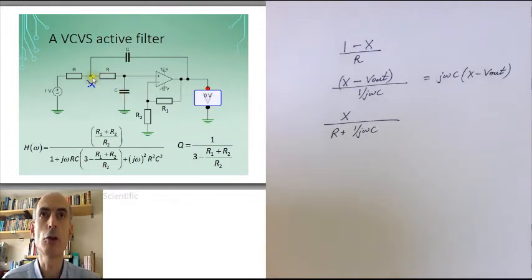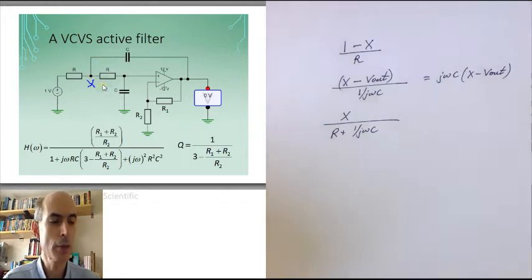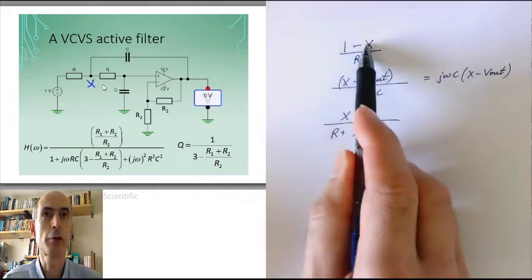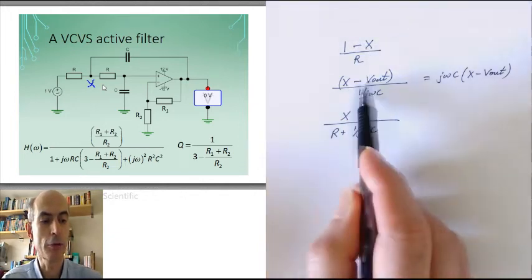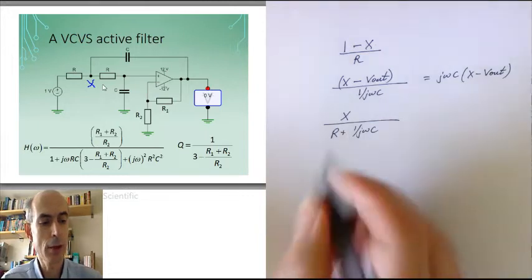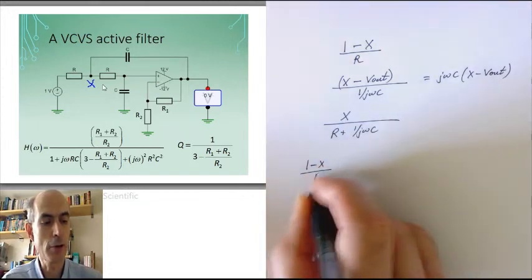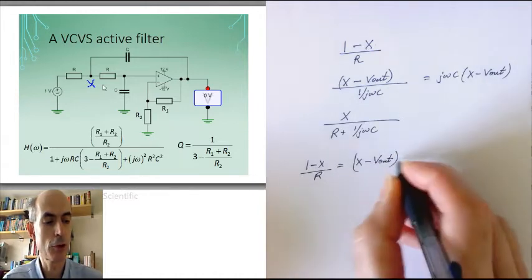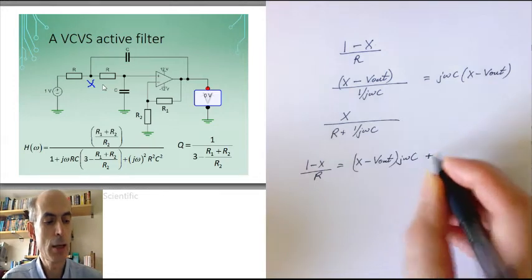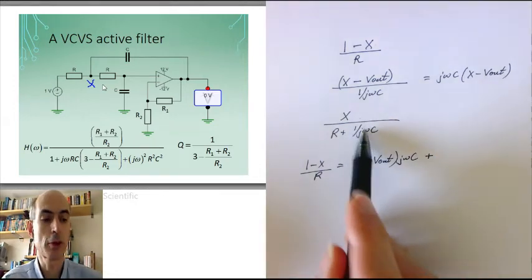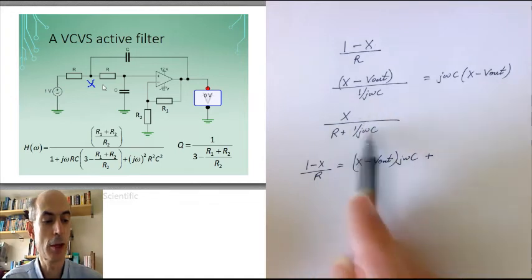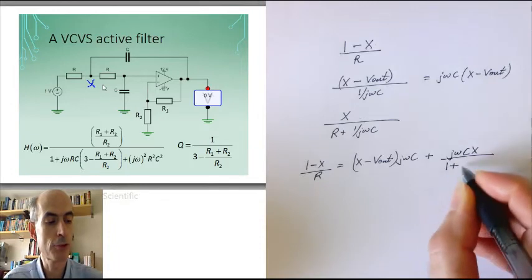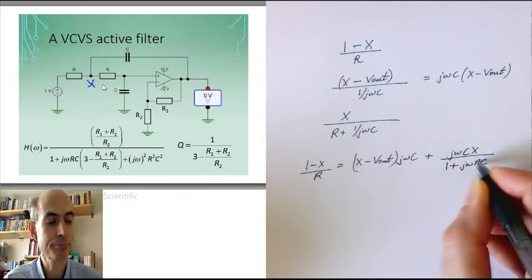Applying Kirchhoff's current law to this node X in the circuit here tells me that this must be equal to this plus this. The total current flowing into the node X is the total current flowing out of the node X. So I have (1 minus X) over R equals (X minus V out) times j omega C plus, and I'll multiply top and bottom of this expression by j omega C as well to tidy it up a bit, j omega C times X over (1 plus j omega RC).